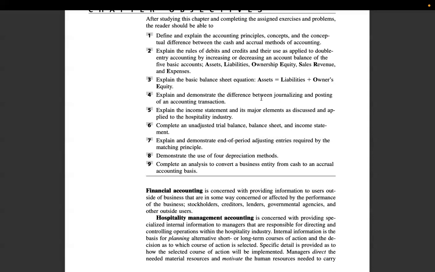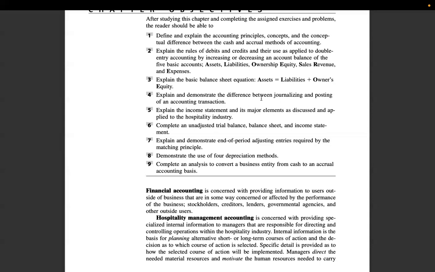The balance sheet equation is assets equals liabilities plus ownership equity. Then we talk about journalizing and posting a transaction, right? We did that. We used a car, purchased a car on credit or without credit. Then in the file right now, we're talking about the different income statements.